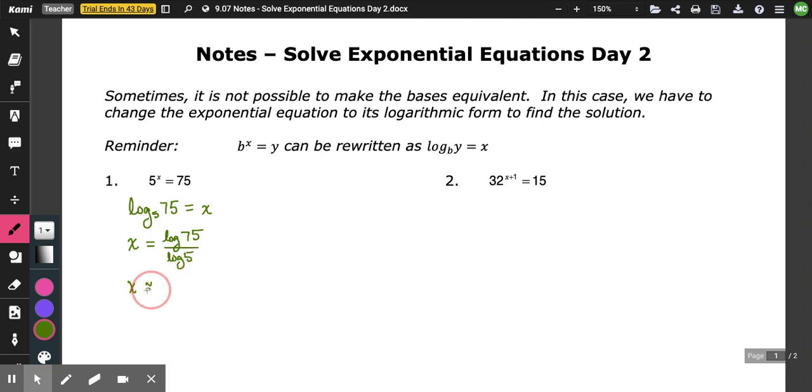And when you do that, you should get 2.683 for this one. That one is an approximation, of course, so we do have an approximately equal to for that.